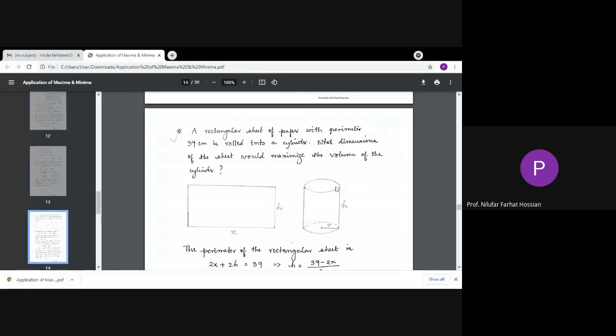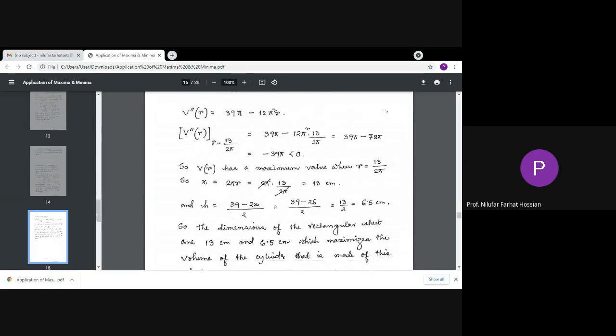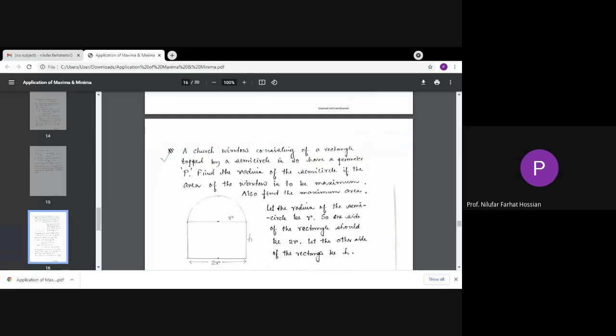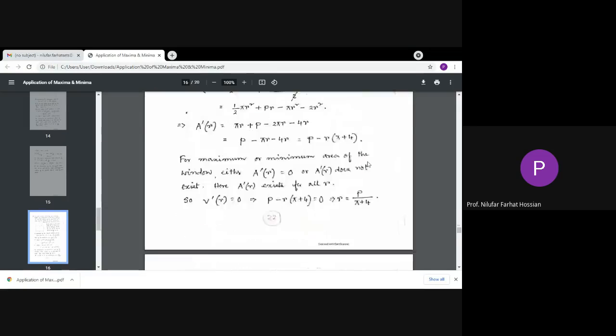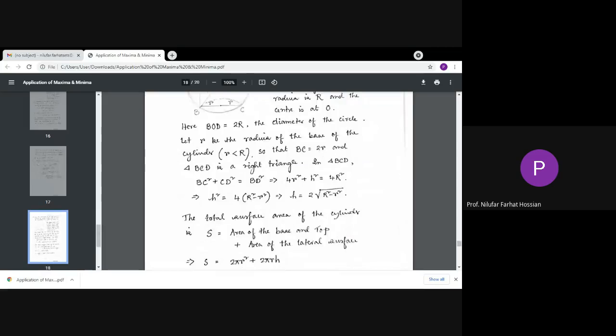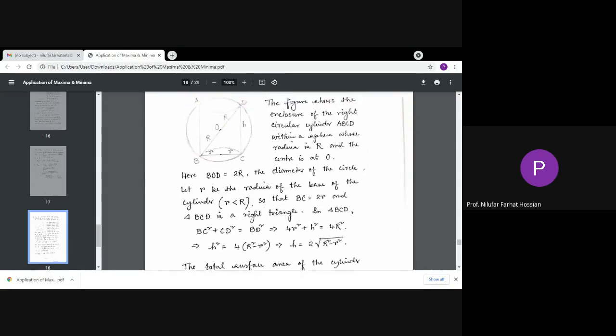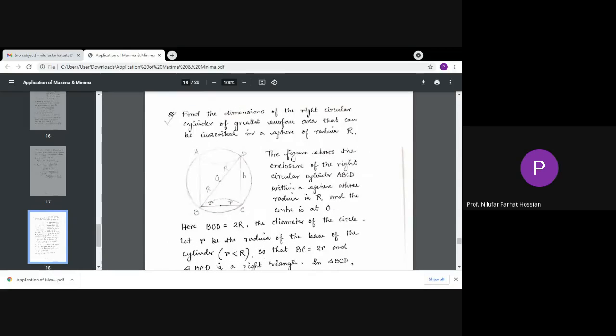A rectangular sheet of paper with perimeter 39 centimeter is rolled into a cylinder. What dimensions of the sheet would maximize the volume of the cylinder? I think this was the last one. So let us now go. Okay, I think this was also done. Am I right? Arch window consisting of a rectangle topped by a semicircle. Yes, this one also done. Now there is one math remaining and it is done in a different way.